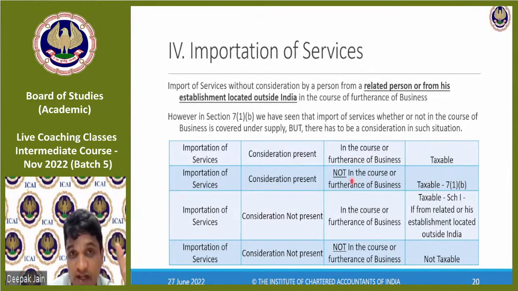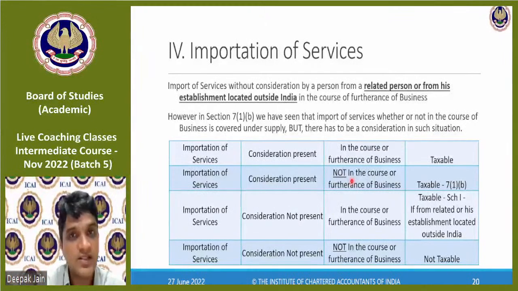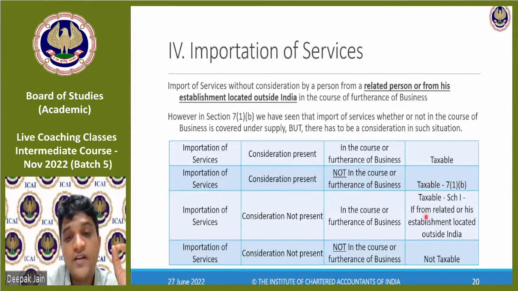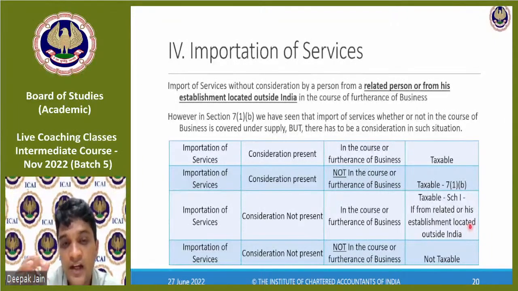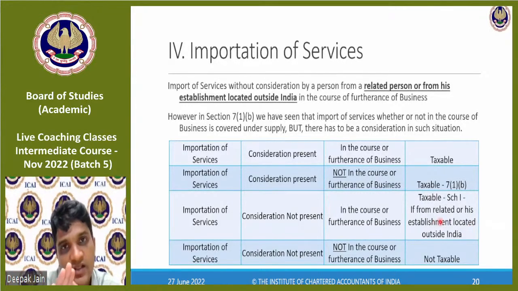Clear? Because the first leg itself says when there is consideration and it is in the course of furtherance of business, it is taxable. Second, when consideration is present, but it is not in the course of business, then as we said, 7(1)(b), still it is taxable. Correct? Third case, when there is no consideration, but it is in the course of furtherance of business, is it taxable? Yes, it is taxable only if it is from a related person or an establishment located outside India. If it is importation from a related person, only then it is taxable. Right? Not in all of the cases. All other cases, it is exempted only.